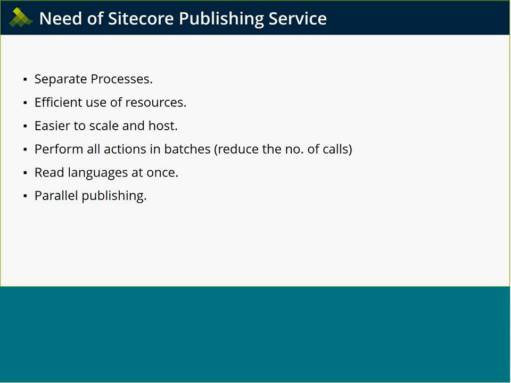And parallel publishing. Parallel publishing means, as I told, suppose 2-3 targets are there, it publishes to the first target first, then second, then third. But in this, there will be parallel publishing simultaneously. It will be publishing on all the servers.